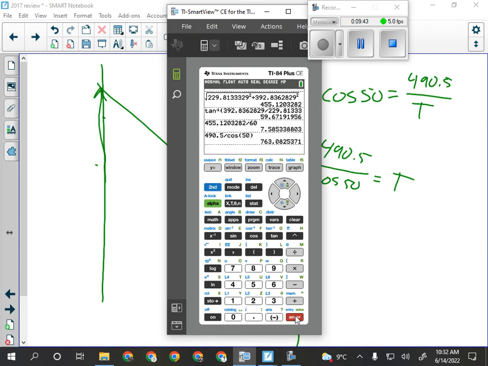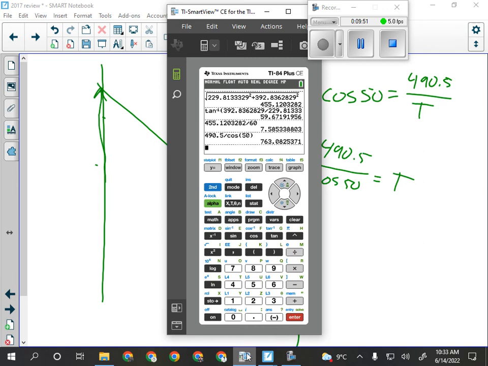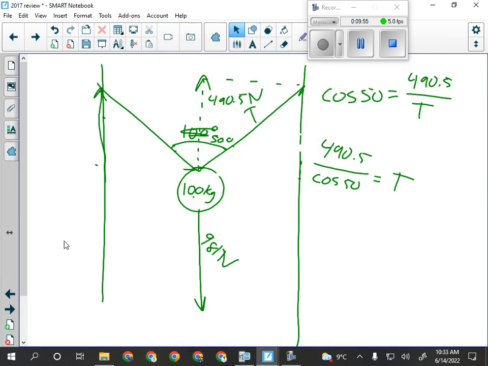Wouldn't the sig dig still be 3 though? Because we were given 100. Sorry, you were given 100 degrees. I went with 50. Sorry, you're right. Yeah, it would be 3. So it would be 763 newtons. All right. Any other questions on that one?